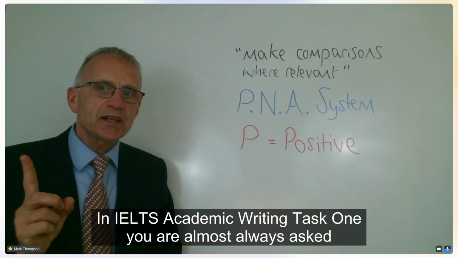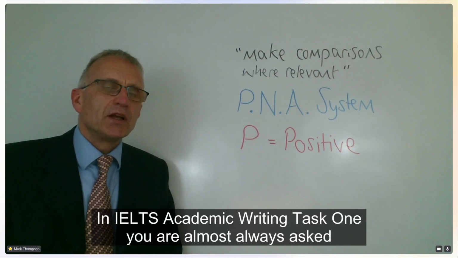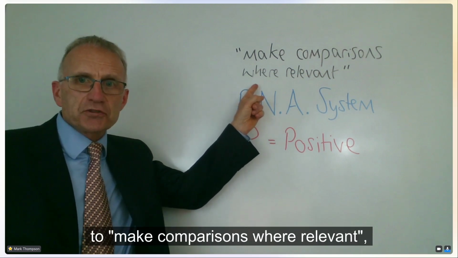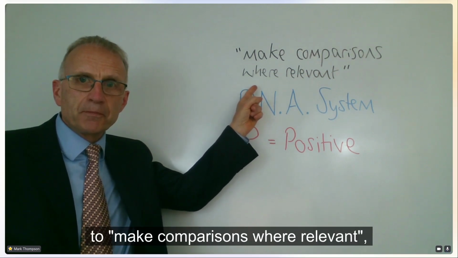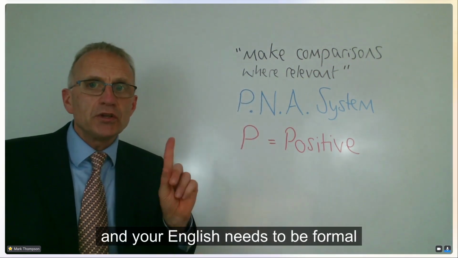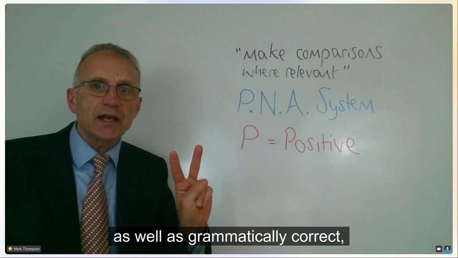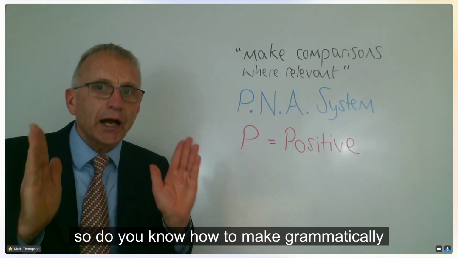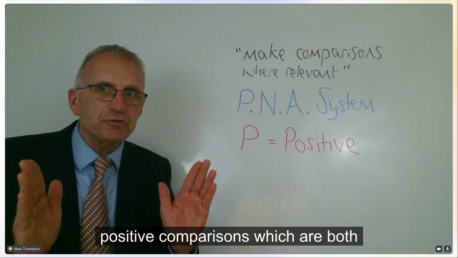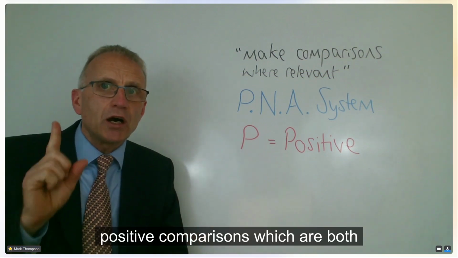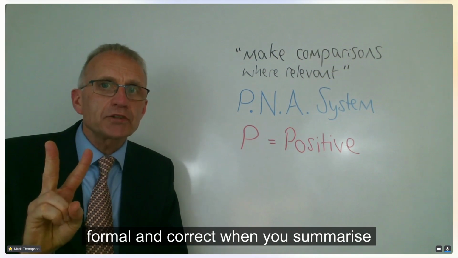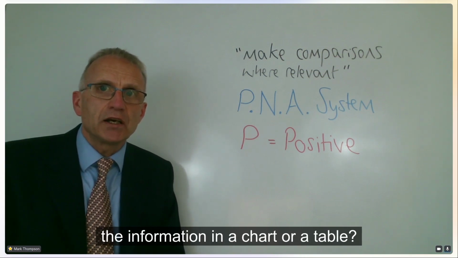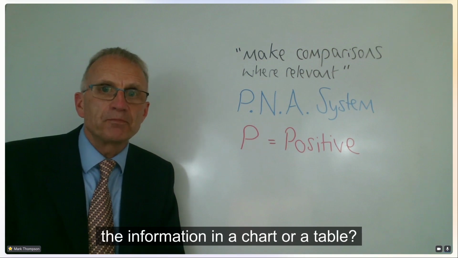In IELTS Academic Writing Task 1, you are almost always asked to make comparisons where relevant. And your English needs to be formal as well as grammatically correct. So do you know how to make grammatically positive comparisons which are both formal and correct when you summarize the information in a chart or a table?